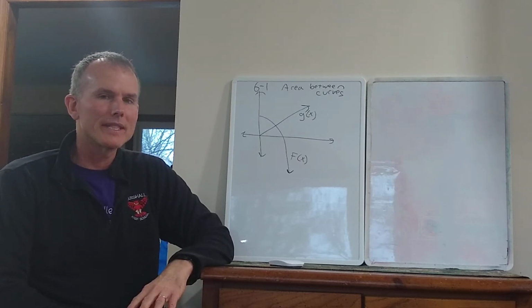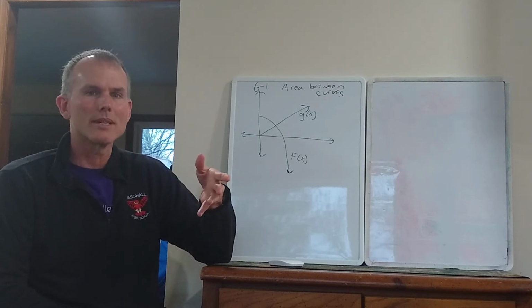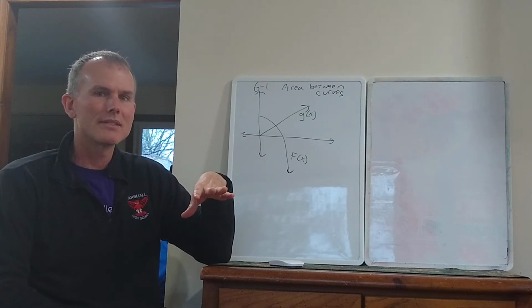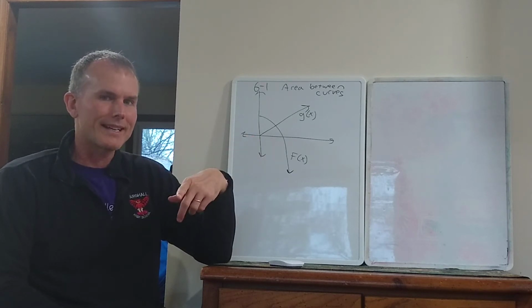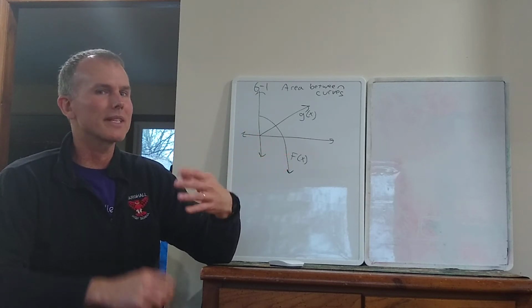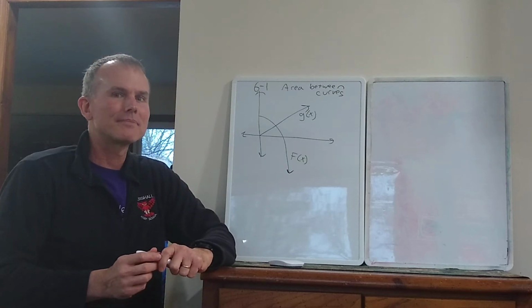We know that a definite integral represents an area. A definite integral represents an area between a curve and the x-axis. We're going to apply that concept to be able to find the area of regions that aren't necessarily bounded on one side by the x-axis.